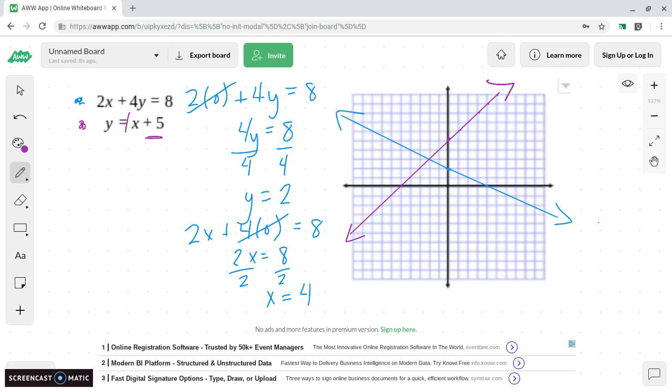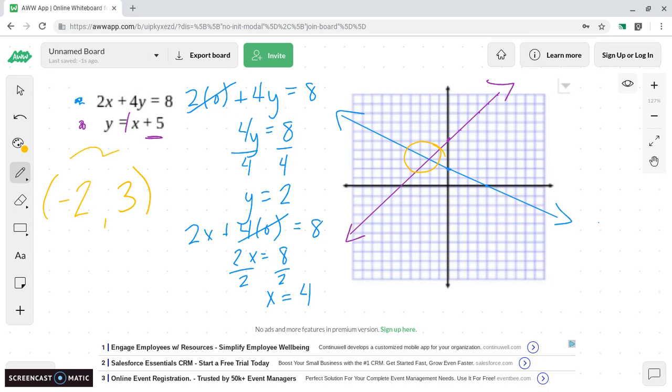And so looking at our system, we can see what point they have in common. That point is this intersection right there. And so our solution is that point, which is going to be -2, comma, a positive 3. That's the only point that they have in common. We just have to remember to write it on the side. We cannot just leave it as the graph. We have to write the point. And then we are done.